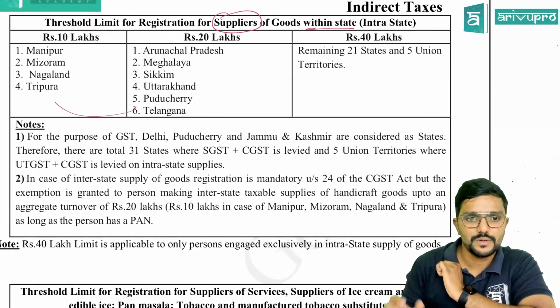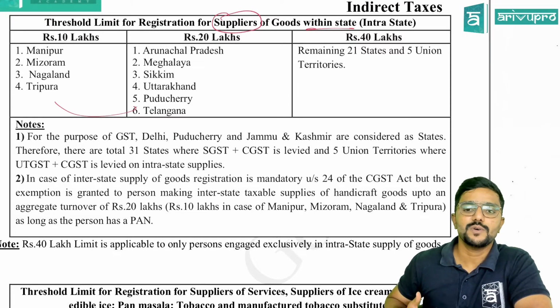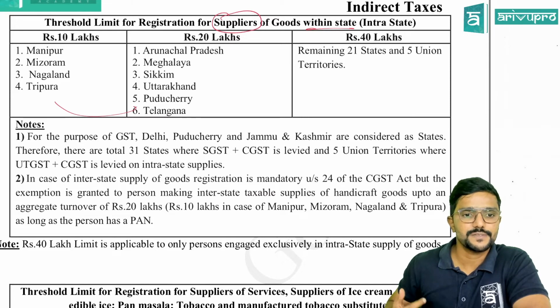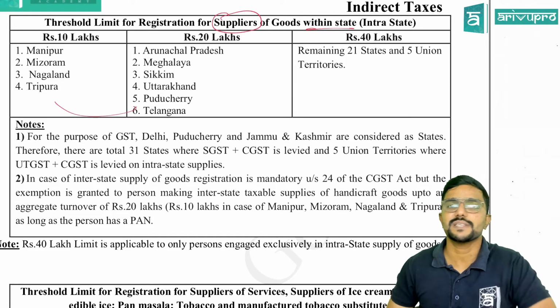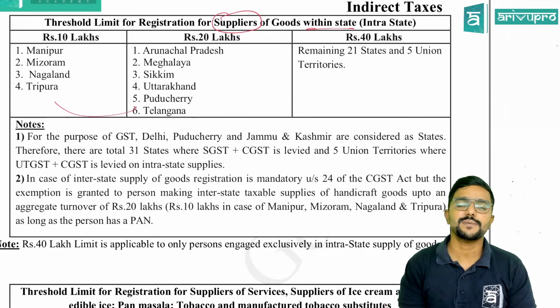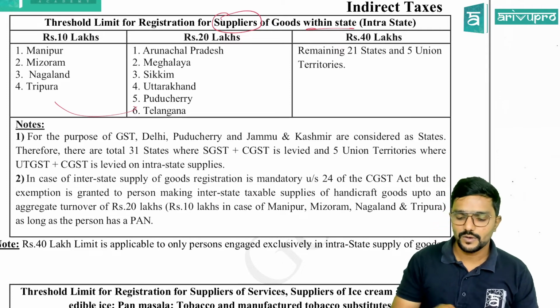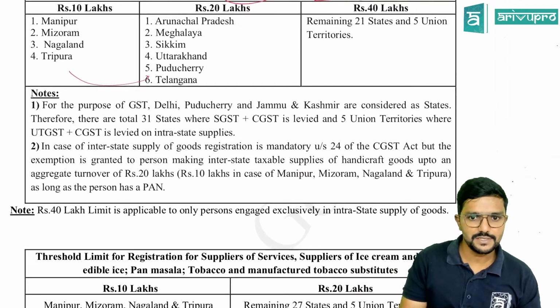Notes. For the purpose of GST, Delhi, Puducherry and Jammu Kashmir are considered as states. Therefore, there are total 31 states where CGST plus SGST is levied, and 5 union territories where UTGST plus CGST is levied on intrastate supplies. I've explained this point already.